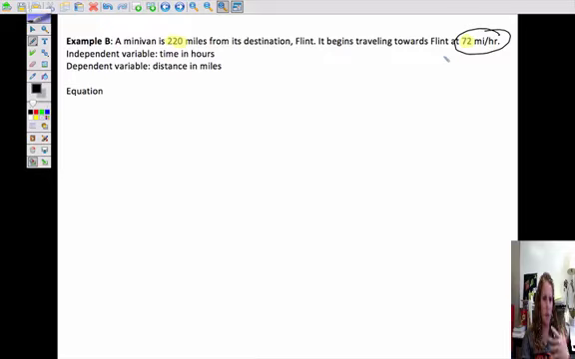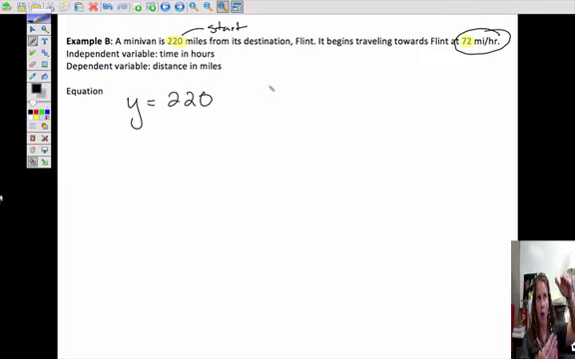All right, but let's first talk about our y-intercept. It's starting 220 miles away from its destination. So this is our starting point, right? So if we have an equation here, we're starting at 220 miles. Now, we're getting closer to Flint. So we're taking off of that starting point, right? So our slope is going to be negative. We're coming 72 miles closer per hour, where x is hours and y is distance in miles.